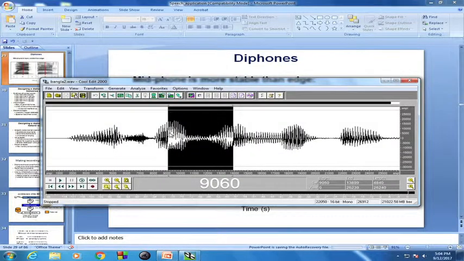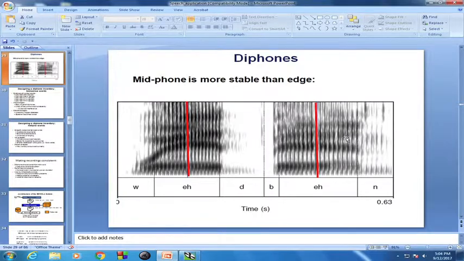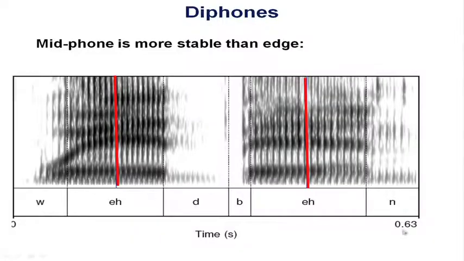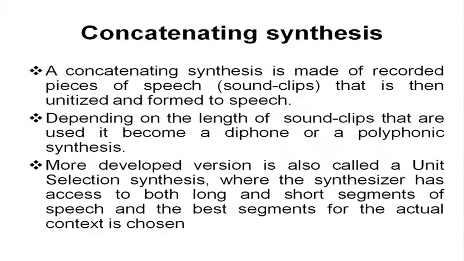So, why do I cut in the middle? Because that part is the steady state vowel. I cannot cut here, because there is a transitory portion which is part of the sound also. So, that is why I take the diphone middle to middle, that is why it is called diphone. So, this diphone database, training, choose unit.